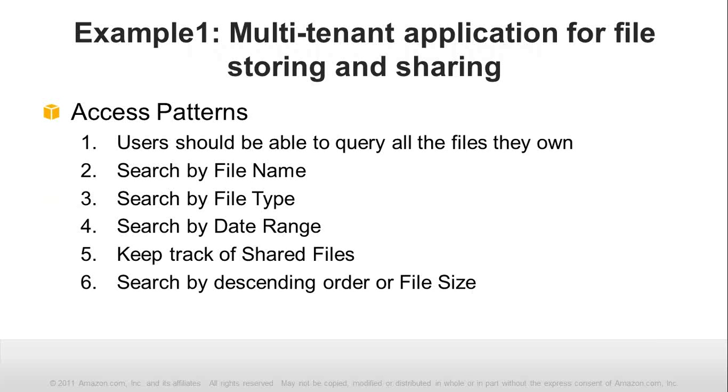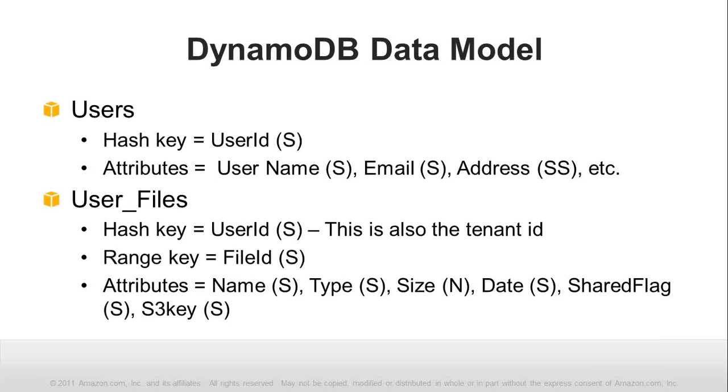So if these are the requirements, then one potential design would be to use a couple of tables. Let's say a user table with the hash key for user ID and the attributes such as username, email, address, etc. And then the second table would be, let's call it user files table. It maintains the relationship between users and files, which is one user has multiple files. In this case, I'm using user ID as the hash key, and the file ID as the range key.